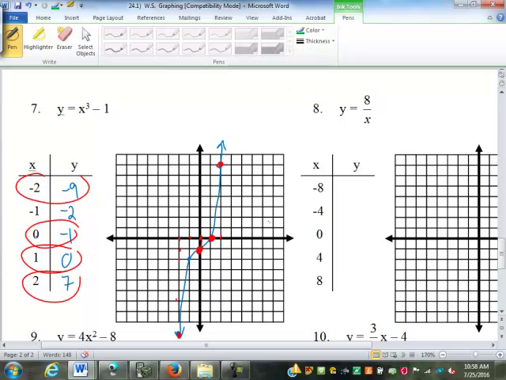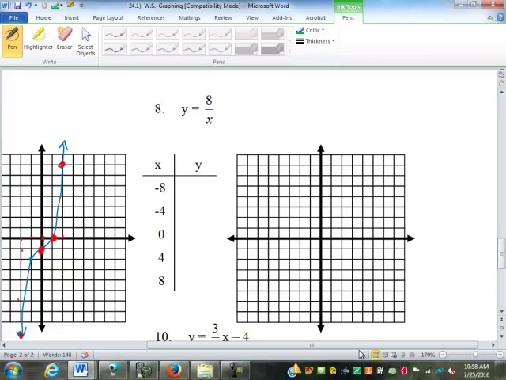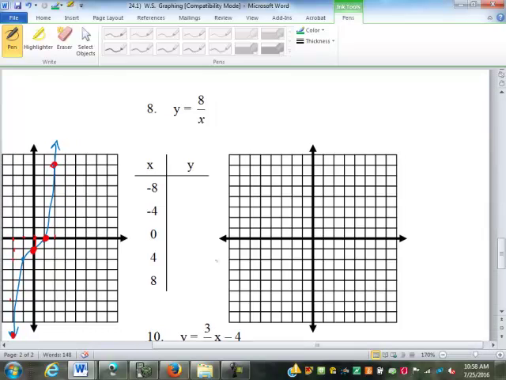Number 8, does anybody think they got number 8 correct? That's good. Number 8's a really tough one. Now, very, very few students get this one correct. If I put in negative 8, of course, 8 divided by negative 8 is negative 1. Put in negative 4, that's negative 2.